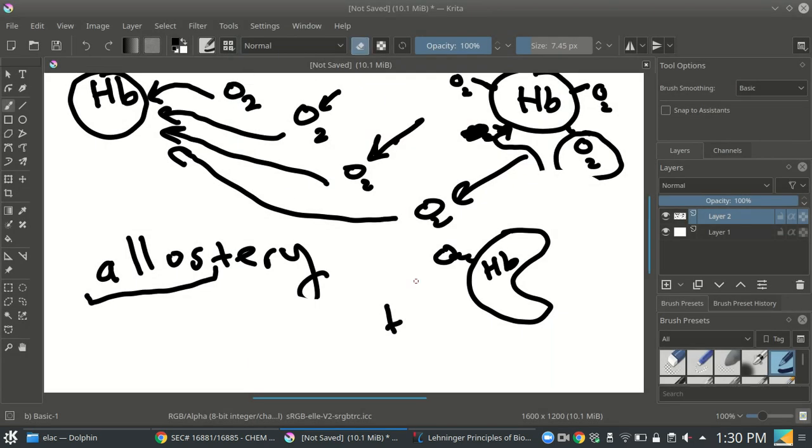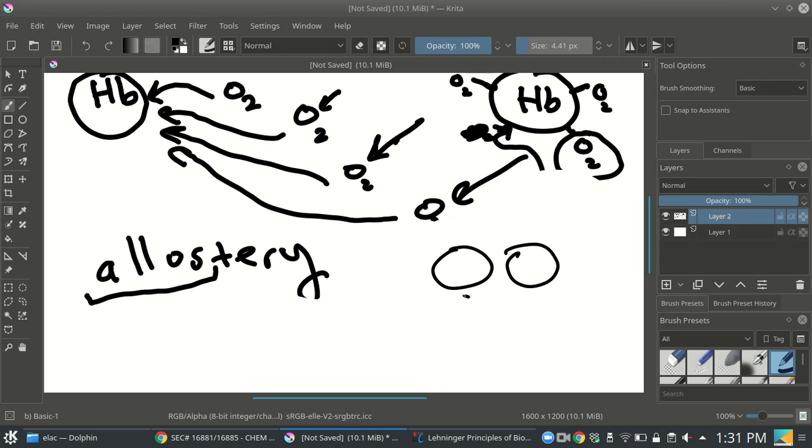So let me do some erasing here. Here's hemoglobin. Hemoglobin has 4 subunits. When you change the shape from one state to another state of quaternary structure, so this is one state, this is another state, one of these states is really good at binding oxygen. The other state is not good at binding oxygen. Instead, it's really good at releasing oxygen. So that is allostery.